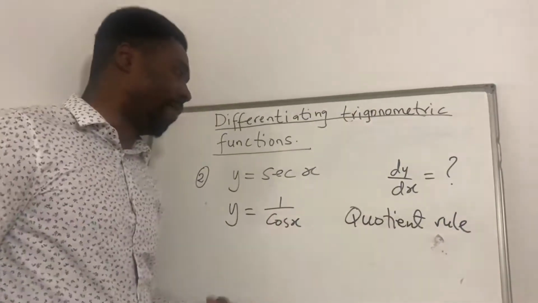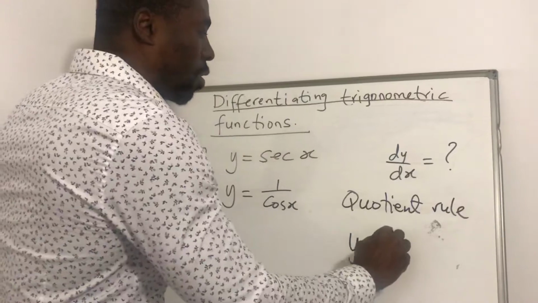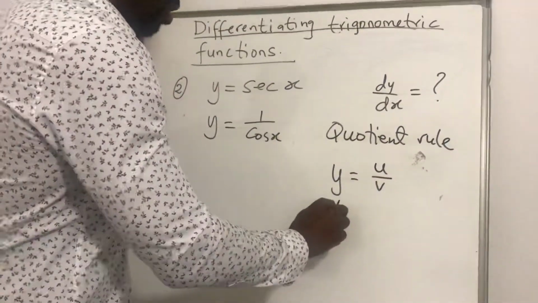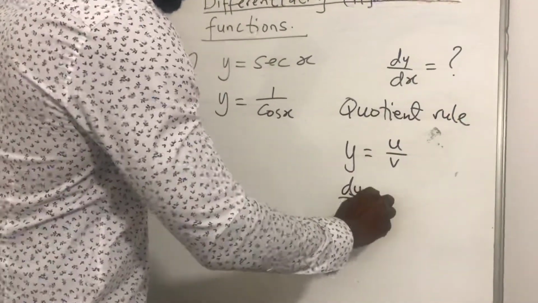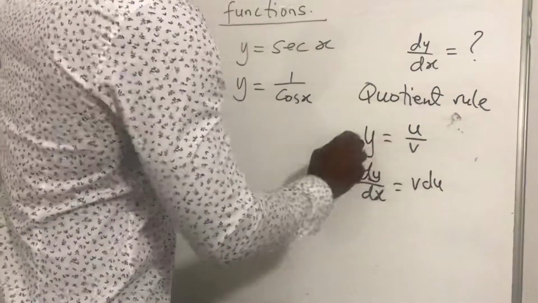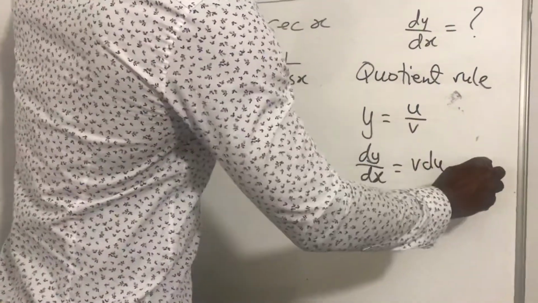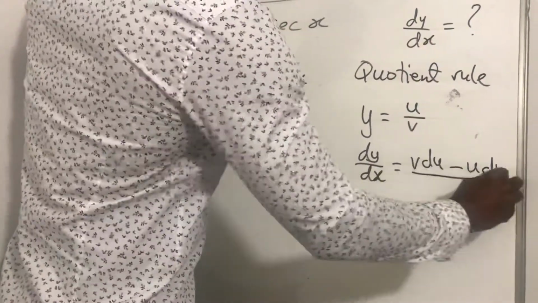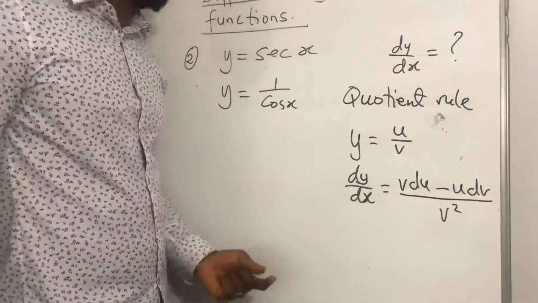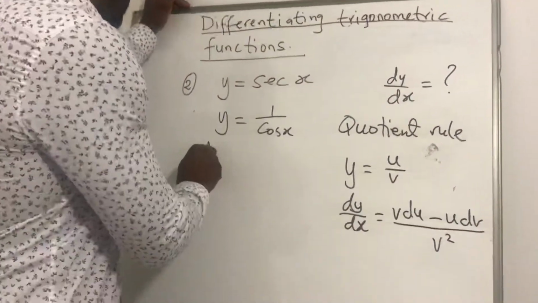and apply it here. But in brief, we said the quotient rule was given as y equals u over v, where u and v are functions of x. So dy/dx is simply holding the denominator constant and differentiating the numerator, then minus holding the numerator constant and differentiating the denominator, dv, and all of that over v squared. So this is what we said in brief about the quotient rule.